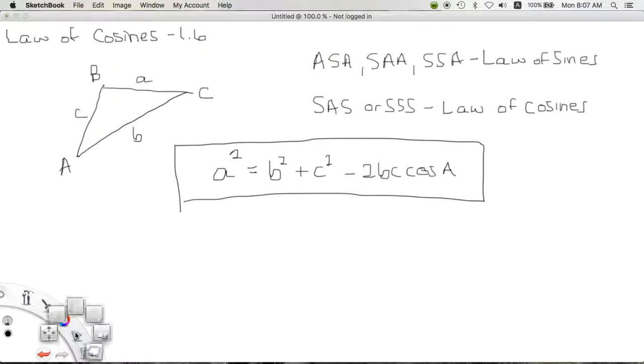So let's try a couple of examples. Let's say we're given that side A is 38, B is 48, and C is 68. So this is an example where we're given side, side, side. So that means we're using the law of cosines.